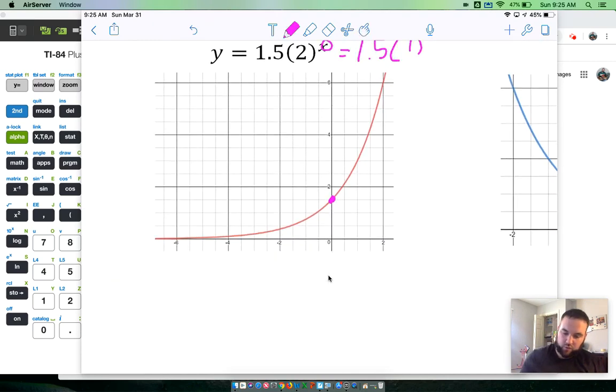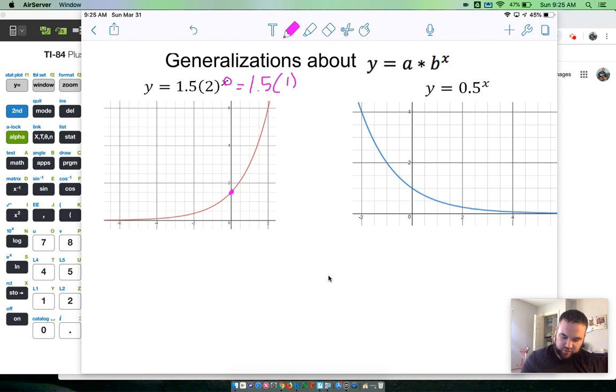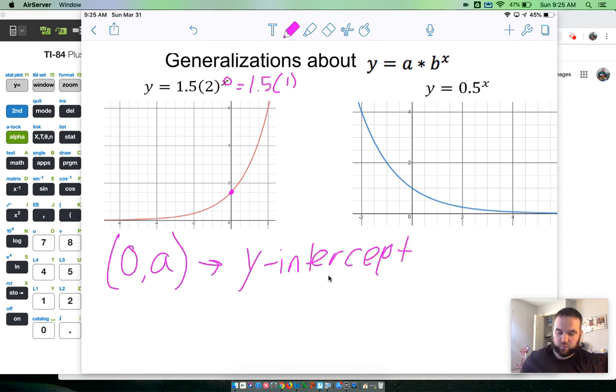One thing that'll always be true about these graphs, no matter what, is that it'll always start at (0, a). And we call this the y-intercept. Where does that graph cross the y-axis?